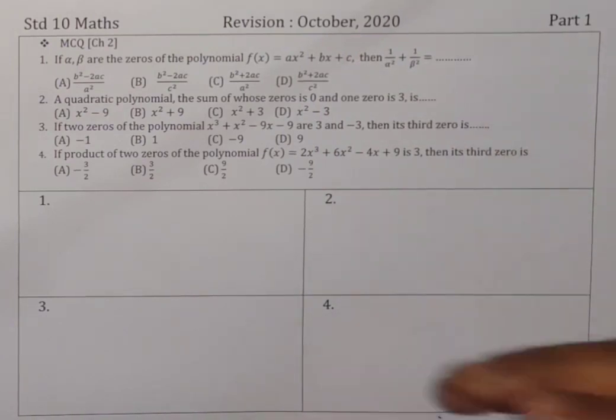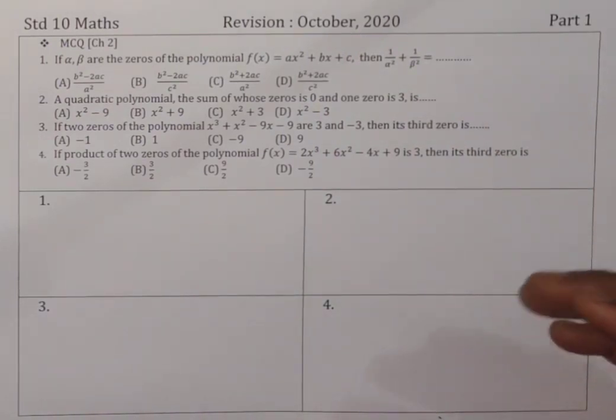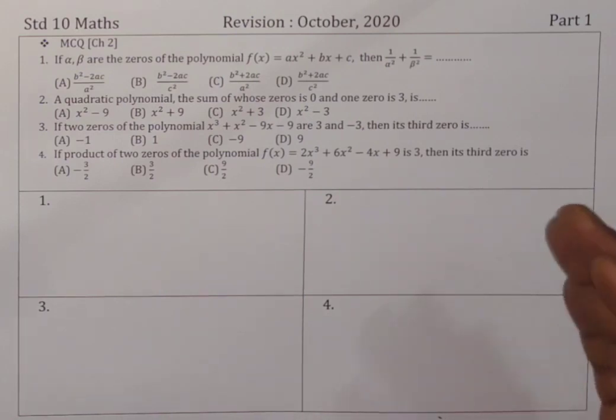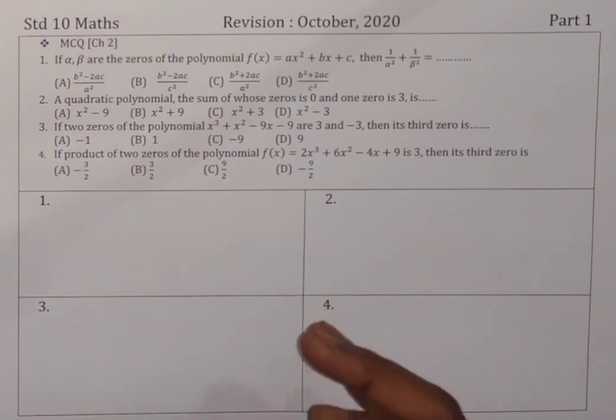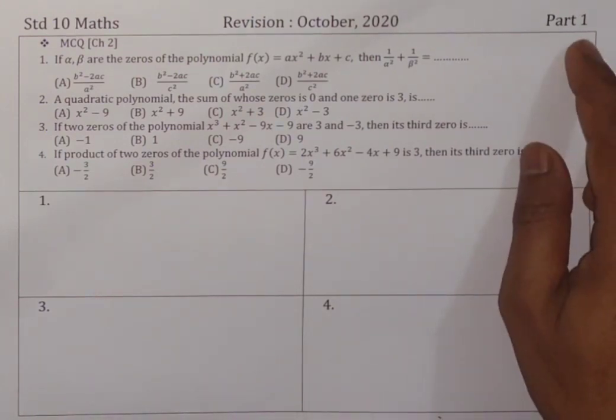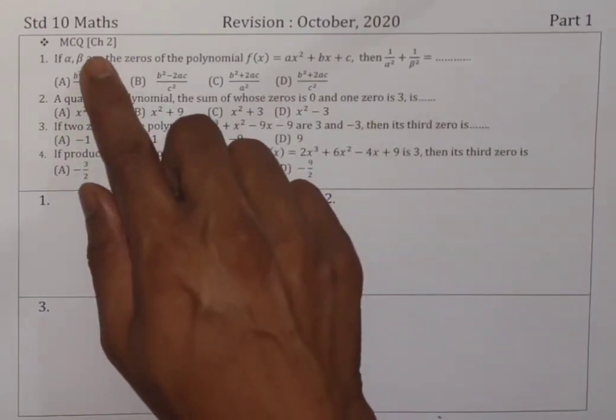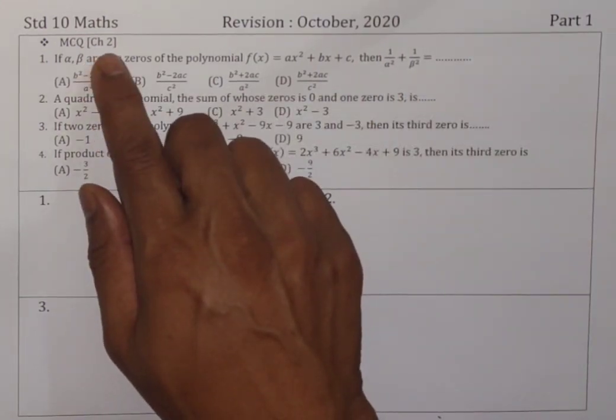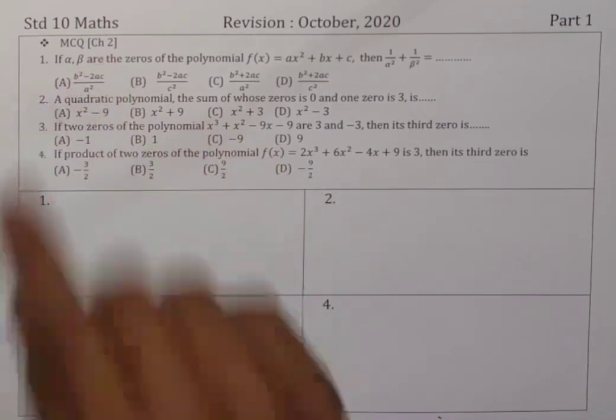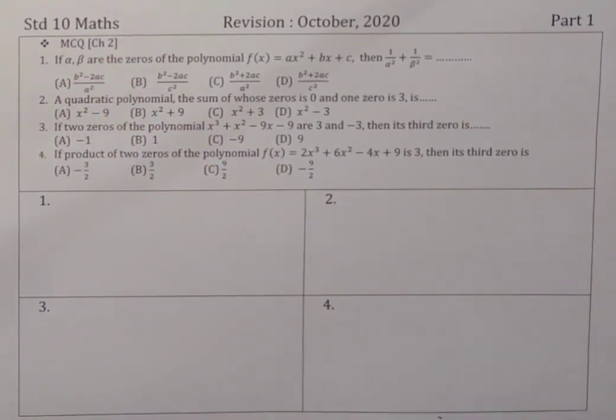Children, I have given you 180 plus objective questions as assignment. So I am solving that assignment's objective questions. Here we start the first session. First we have MCQ from chapter 2. Number 1. Let's see what it is.